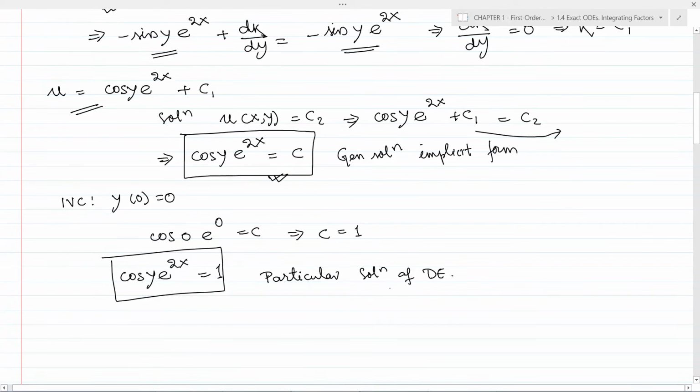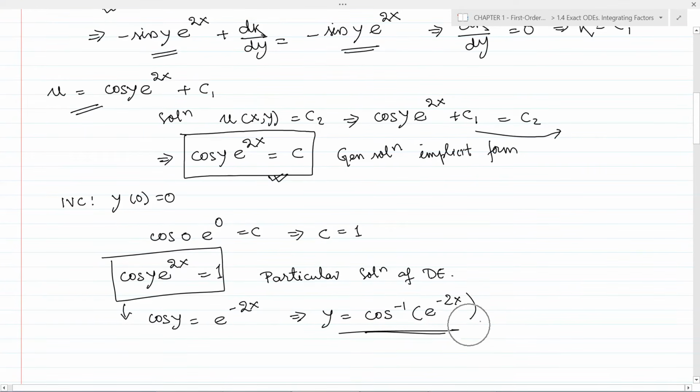However, the solution is in implicit form, and we can write it in explicit form by rearranging this equation and writing cos y equal to e to the power minus 2x, which implies y equal to cos inverse e to the power minus 2x, and this is the particular solution of the differential equation in explicit form.